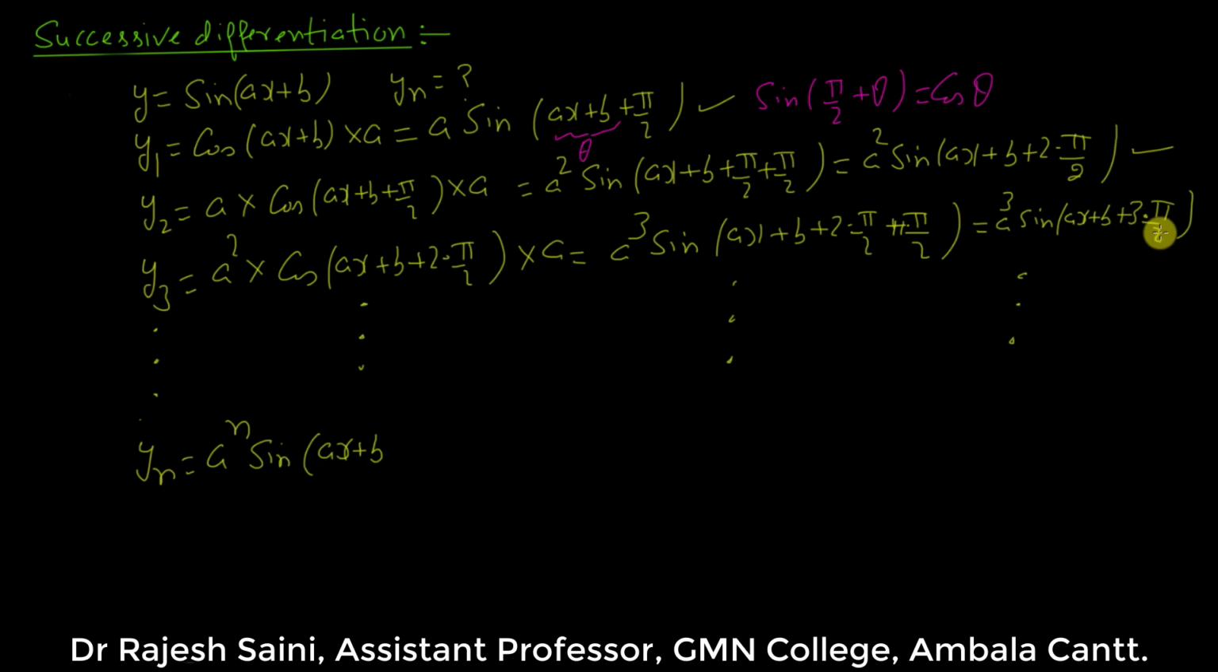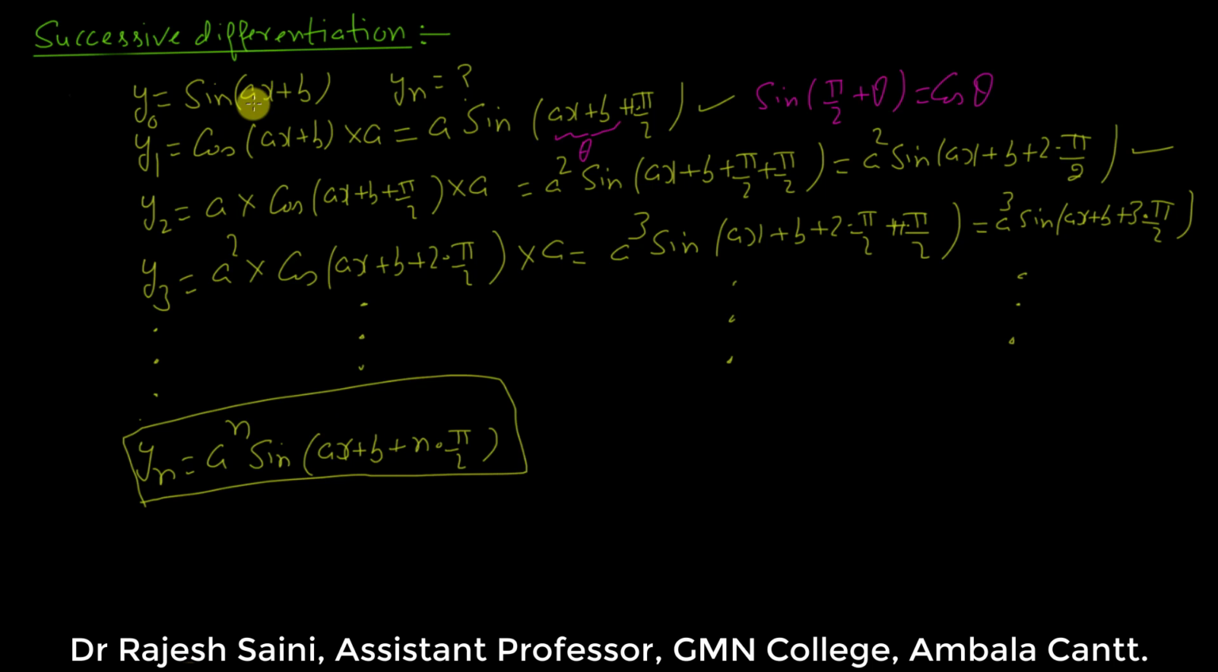Now when here is 3, it is 3 into pi by 2. When here is 2, it is 2 into pi by 2. When here is 1, it is 1 into pi by 2. When here is 0, because this is the 0 order, it is 0 into pi by 2, which is 0. So when here will be n, it is n pi by 2, and this is the nth order differentiation of y is equal to sine(ax plus b).